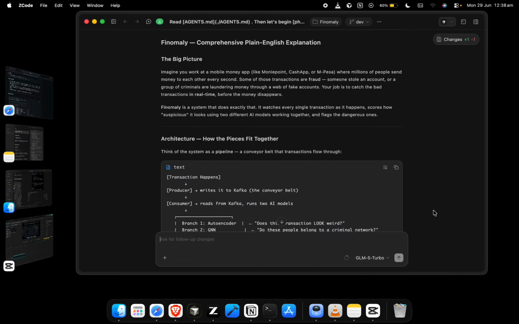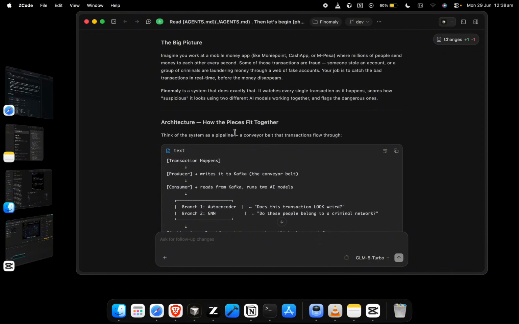So the big picture: it's for MoneyPoint, or any financial institution to be honest, where millions of people send money to each other every second. Some of those transactions are fraud. Some of them are used to launder money through a web of fake accounts. So this is to catch the bad transactions in real time before the money disappears. Anomaly scores how suspicious a transaction looks using two different AI models working together.